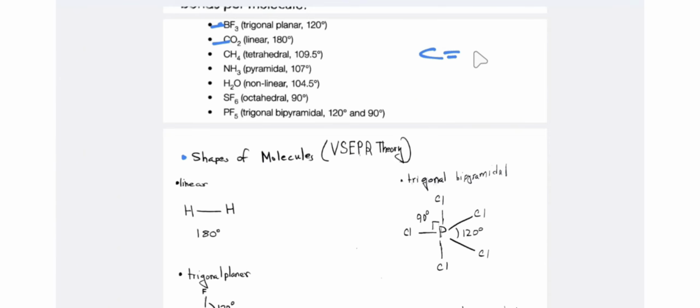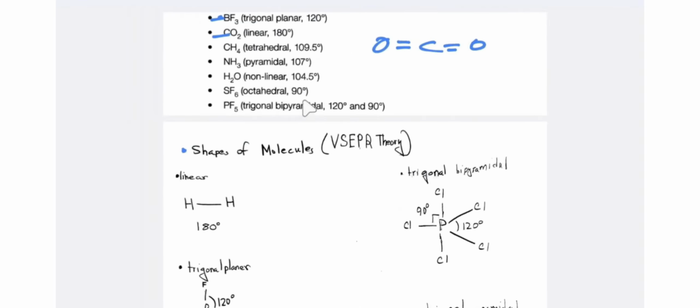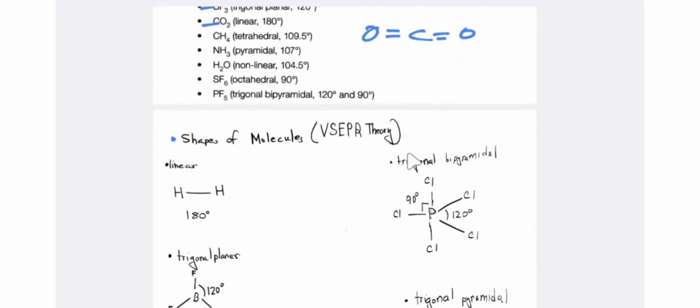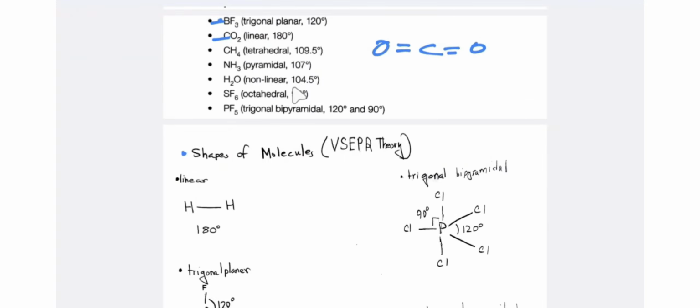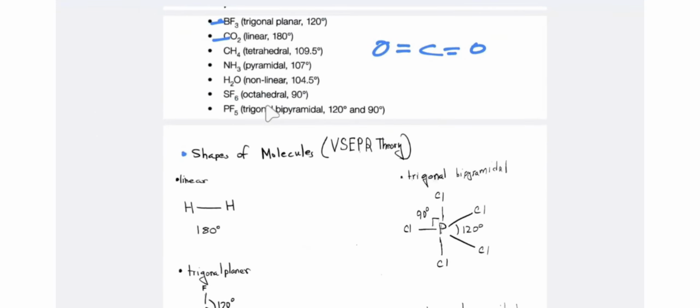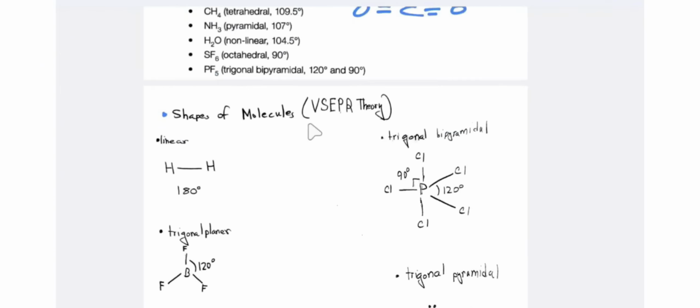So carbon dioxide, carbon and two oxygens. The bond angle is 180 degrees without any lone pair on carbon. Since carbon has no lone pair, the bond angle is 180 degrees and it is linear. Then CH4 tetrahedral 109.5. Then ammonia pyramidal 107. Then water non-linear V, 104.5. Then sulfur hexafluoride octahedral 90 degrees.